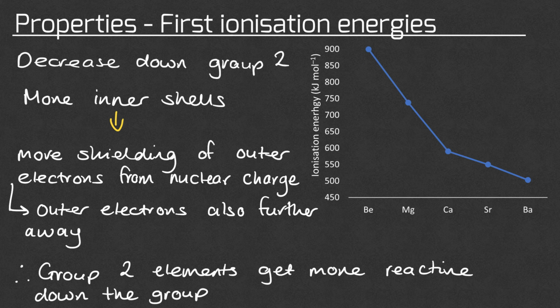And this is why group 2 elements get more reactive as you go down the group, because group 2 elements react by losing electrons. If you've got a lower ionization energy, therefore less energy required, therefore easy to lose them, therefore those metals are more reactive. So for example, calcium is more reactive than magnesium because it has a lower first ionization energy.